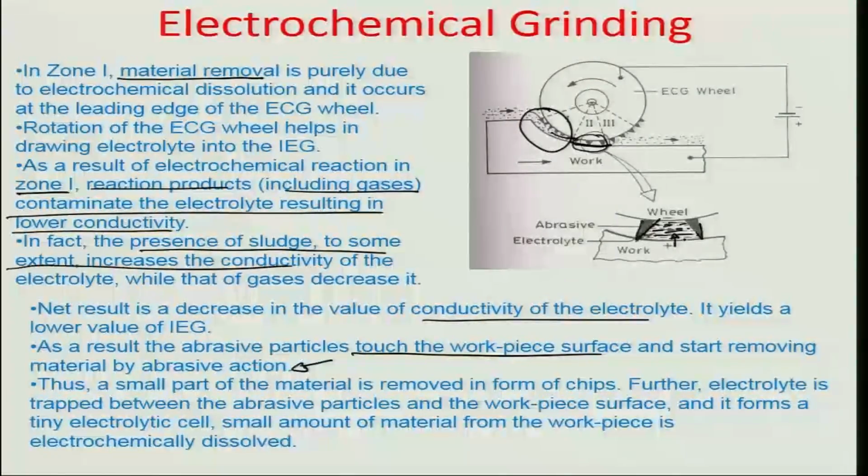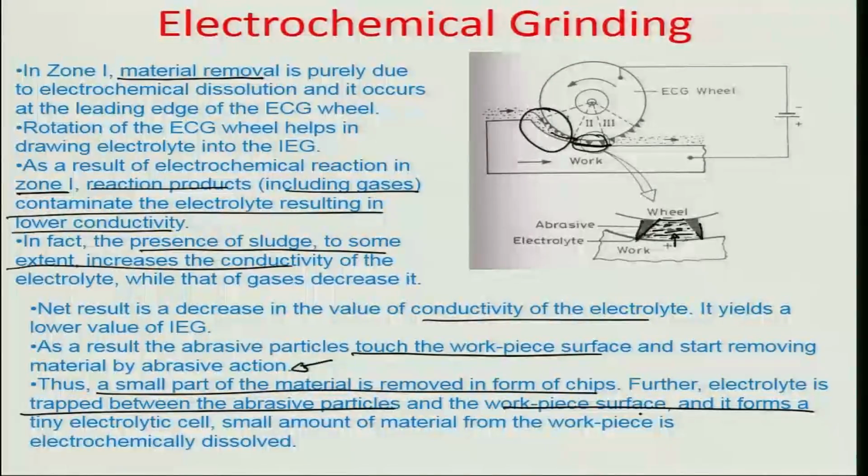On the other hand, there is also a dissolution of the sludge into the pocket which is formed between the wheel and the workpiece. So a small part of the material is removed in the form of chips, and further the electrolyte is trapped between the abrasive particles on the workpiece surface. It forms a tiny electrolytic cell where a small amount of material from the workpiece is electrochemically dissolved.